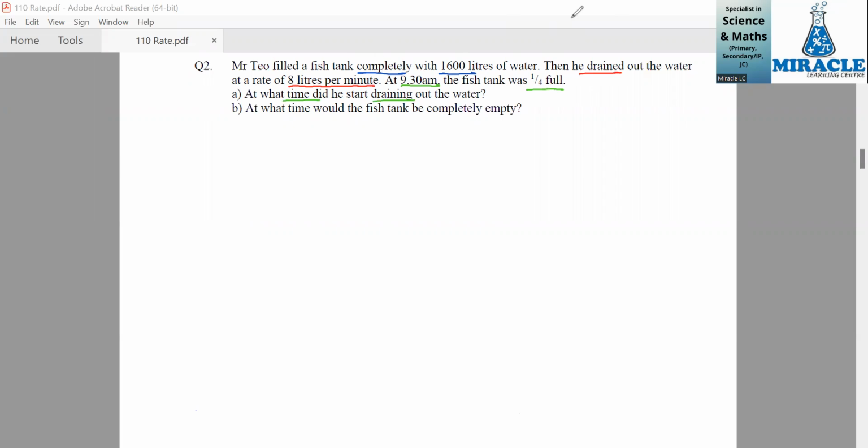Okay, so the first thing you want to do if you want to find the time he started draining out the water is the amount of water drained, because we know the rate at which the water was drained and the volume that was left. So let's find the amount of water drained. So we can find the time it took to drain out that water.